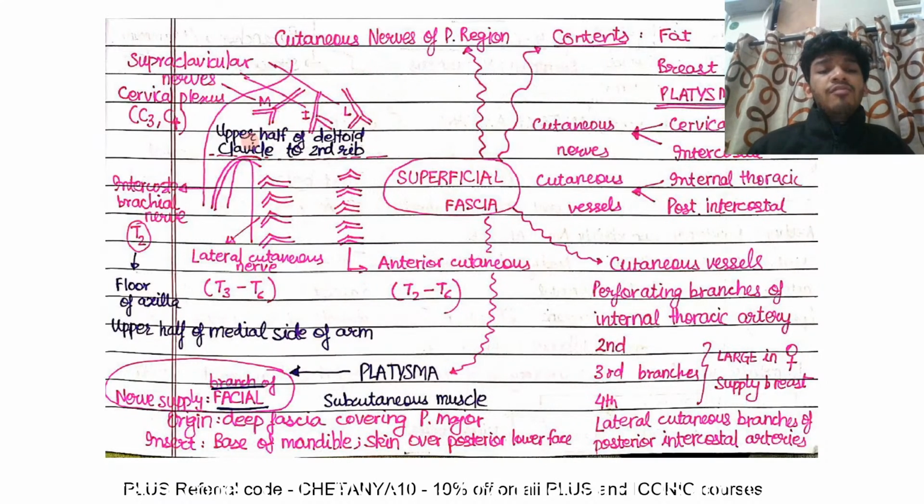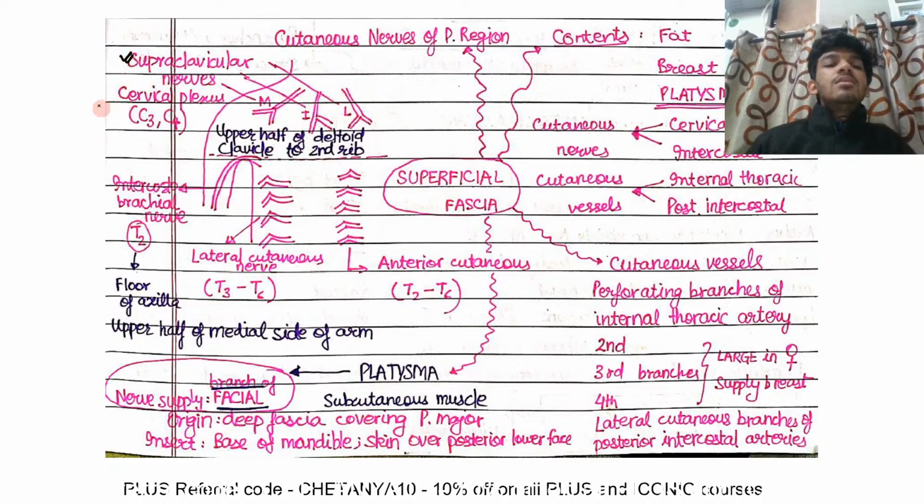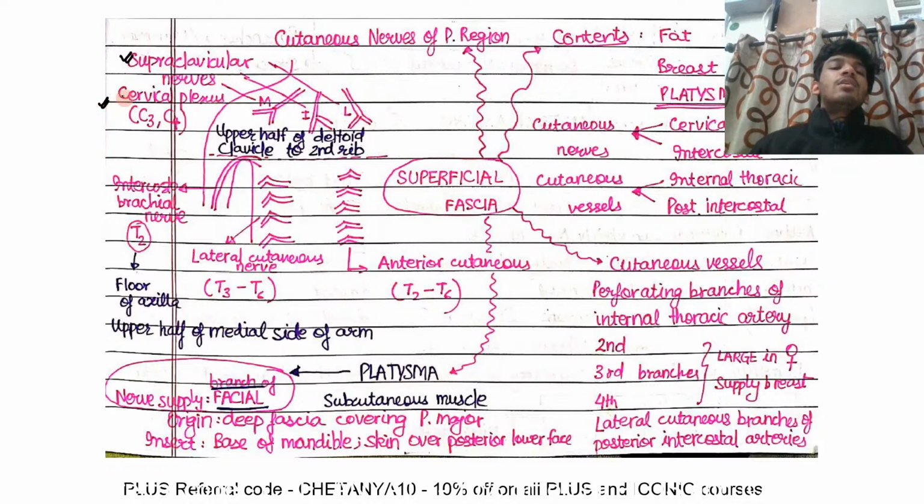So the upper half of the deltoid here and the part from the clavicle to the second rib is supplied by the supraclavicular nerves and the cervical plexus. The supraclavicular nerves, there are 3: medial, intermediate and lateral. The intermediate supraclavicular nerve sometimes pierces the clavicle. That's a very important point that you study in clavicle. Root value is C3, C4 and it comes from the cervical plexus, right?